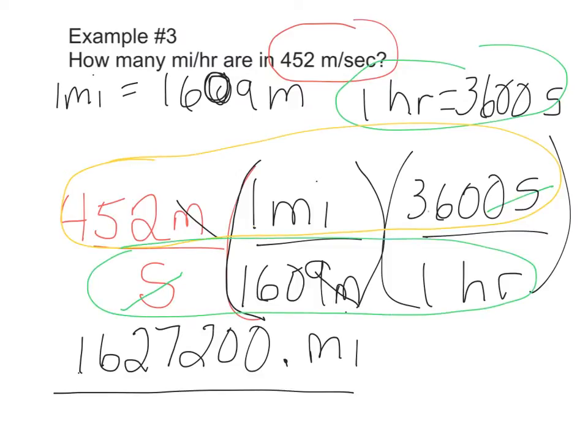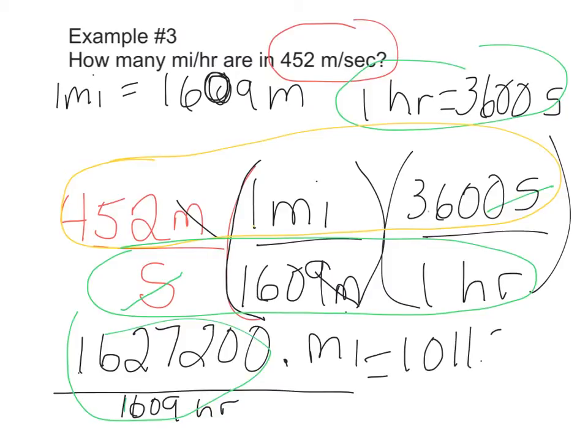So that's 1,609 times 1 is 1,609 hours. And now we can simply do the division here. We're going to take the top and the bottom and divide them. So 1627200 divided by 1,609. And you've got 1,011.311374. I don't even have room for my units.